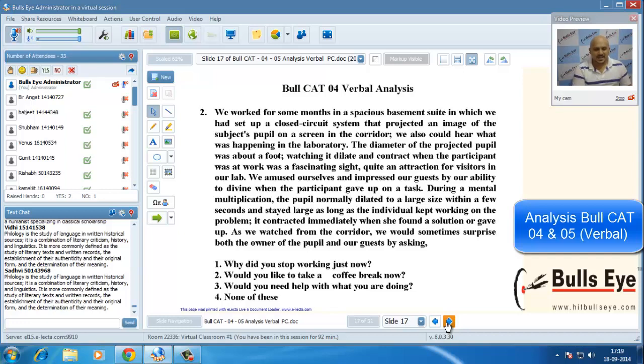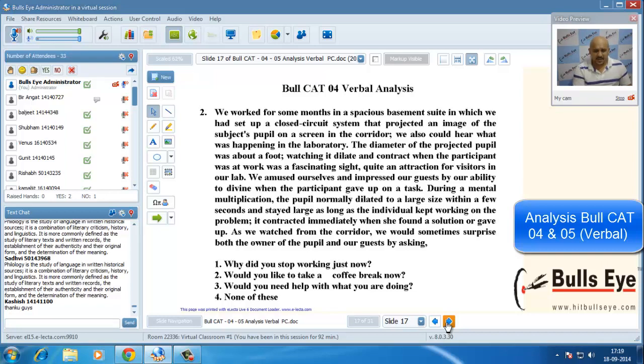Guys, philology, how do we effectively condense this one paragraph into one simple line? Philology is the study of language in written historical sources. It is a combination of literary criticism, history, linguistics. It is more commonly defined as the study of literary texts and written records, the establishment of their authenticity and their form and the determination of their meaning.